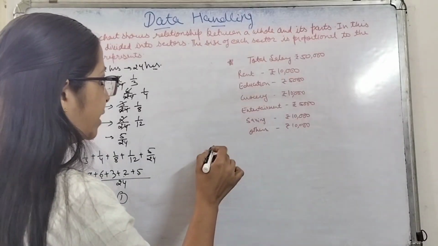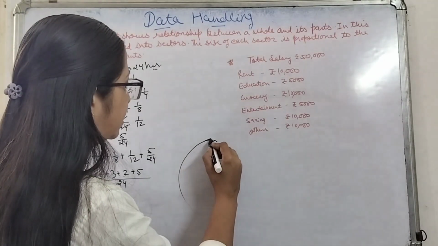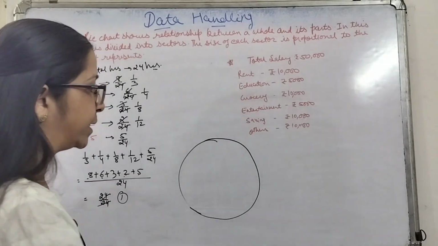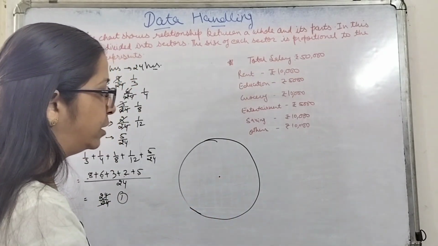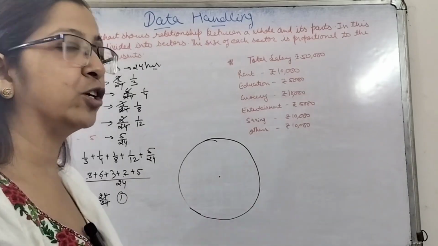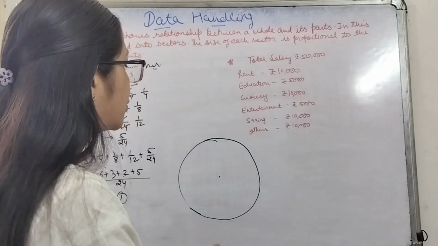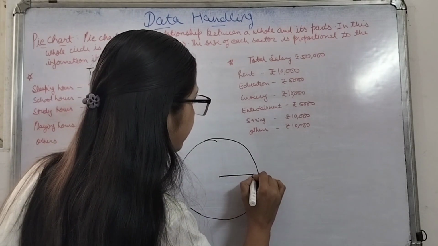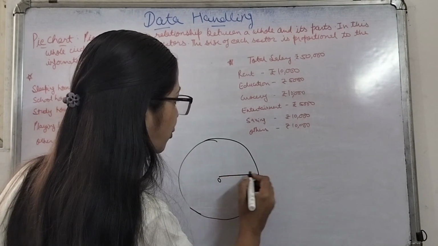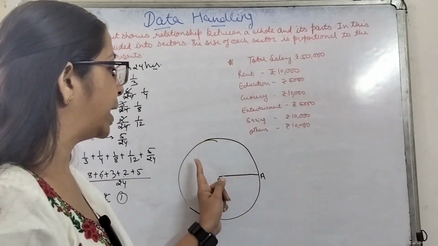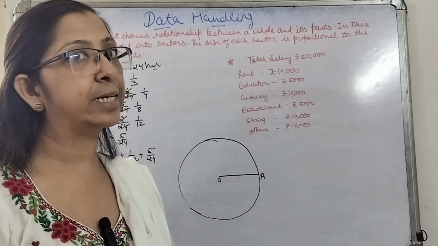First of all, we will make a circle of any suitable radius. Suppose this is the center of the circle. We know at any point, the total angle is 360 degrees. So with this as the center, we will draw a radius. Suppose this is O and this is A. OA is a radius. Now the total angle is 360 degrees.